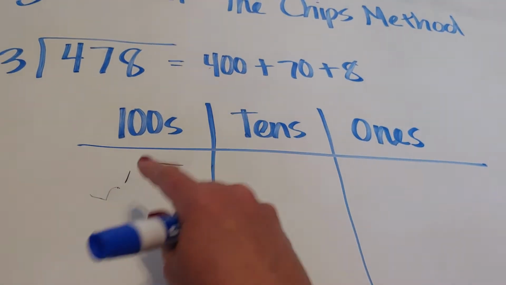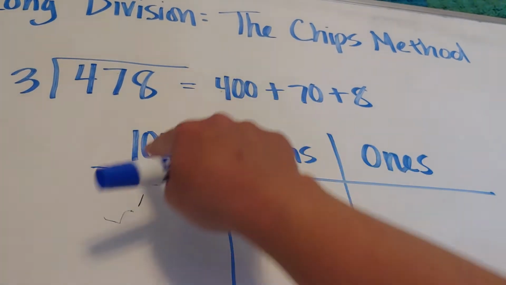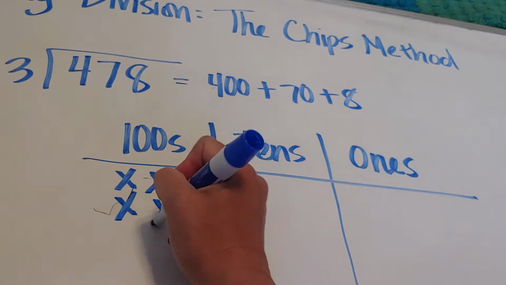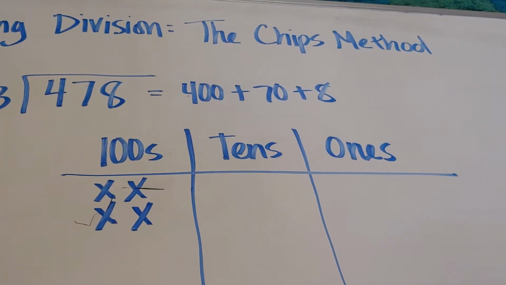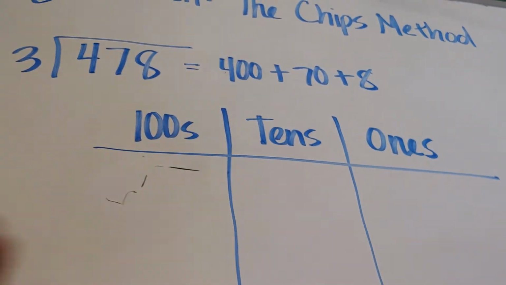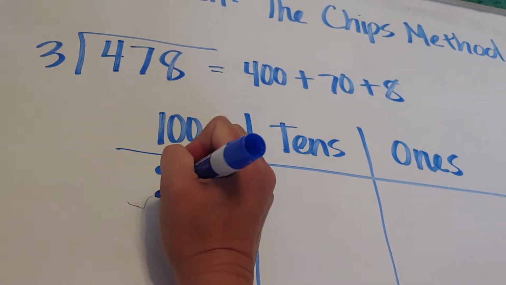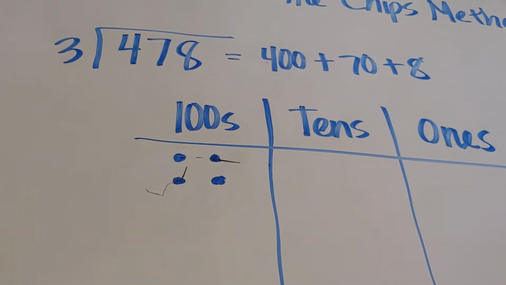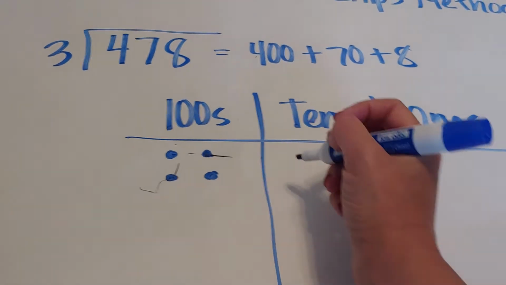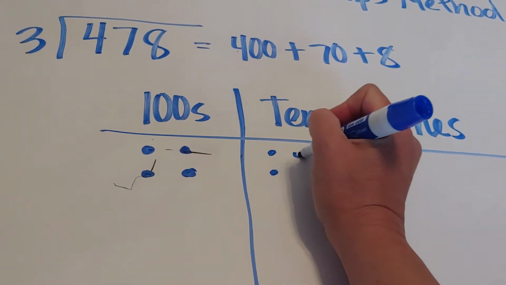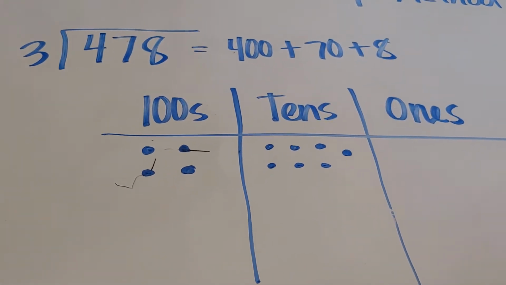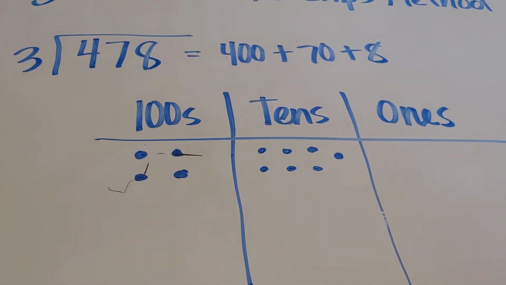Okay, so what we're going to do is draw 4 chips because I have 4 100s. And these chips can be X's, they can be dots. A lot of times you'll see dots or discs. Okay, now tens, how many tens do I have up here? That's right, I've got 7. Okay, so there's 7 tens, and how many ones do I have? That's right, 8.